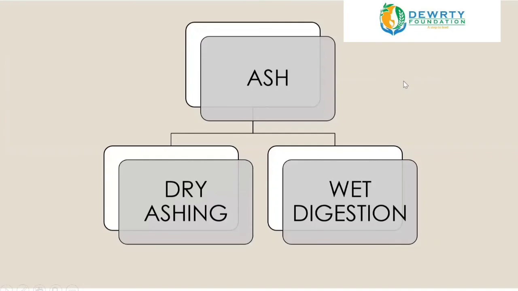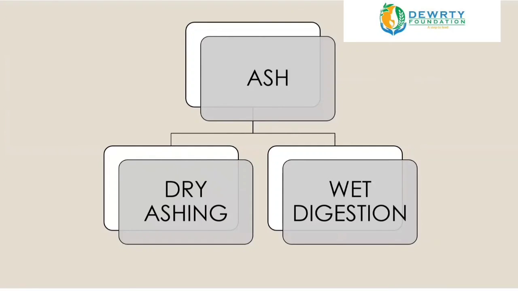So for estimating ash, there are also two methods. One is dry ashing and the other one is wet digestion. In dry ashing, the method we have seen now, we heat or burn down the sample completely, and what remains is ash. And the other is wet digestion.